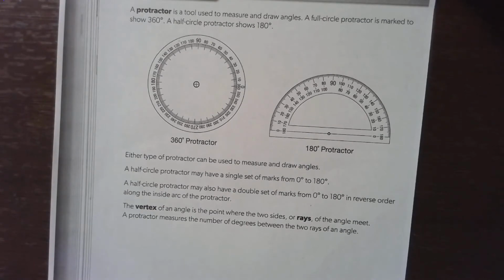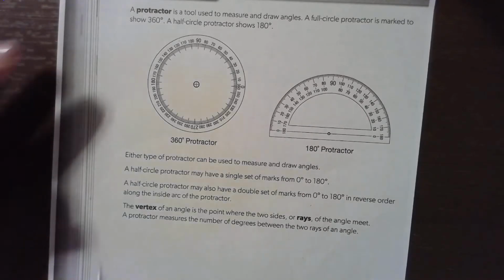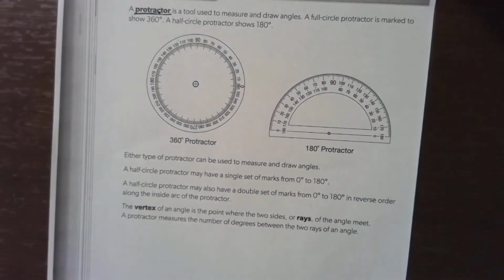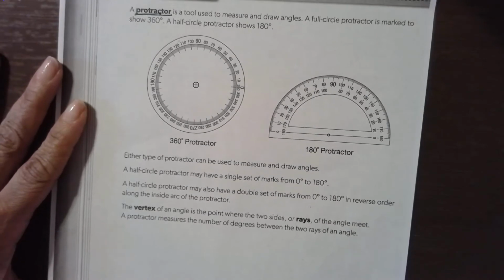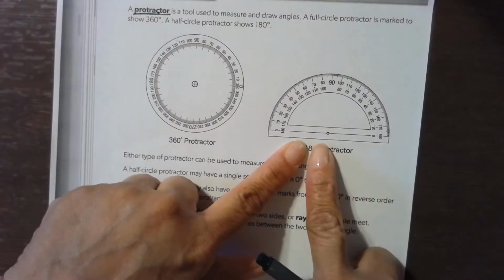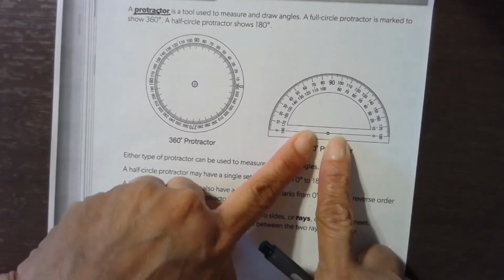Remember that all our boldface words are vocabulary words. So this is our instrument to measure angles. So if you remember, this is what a protractor looks like. It's either going to have a hole or that upside down T.